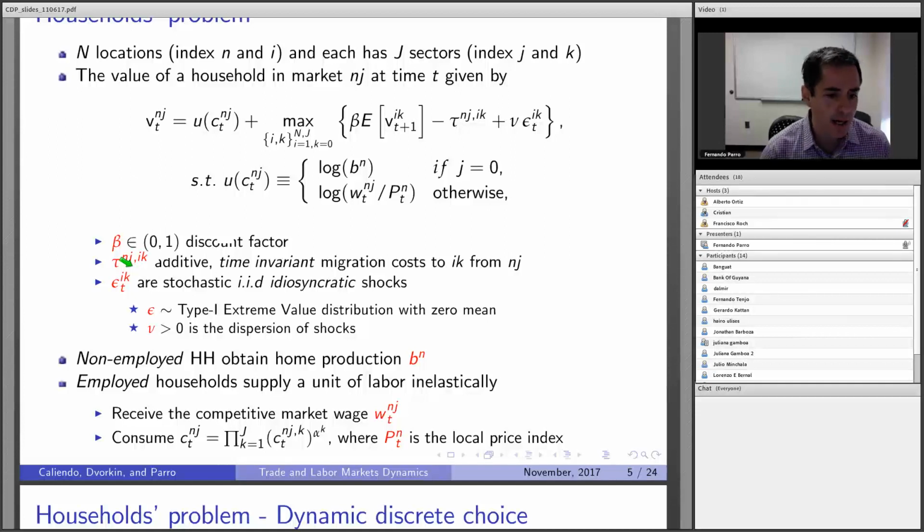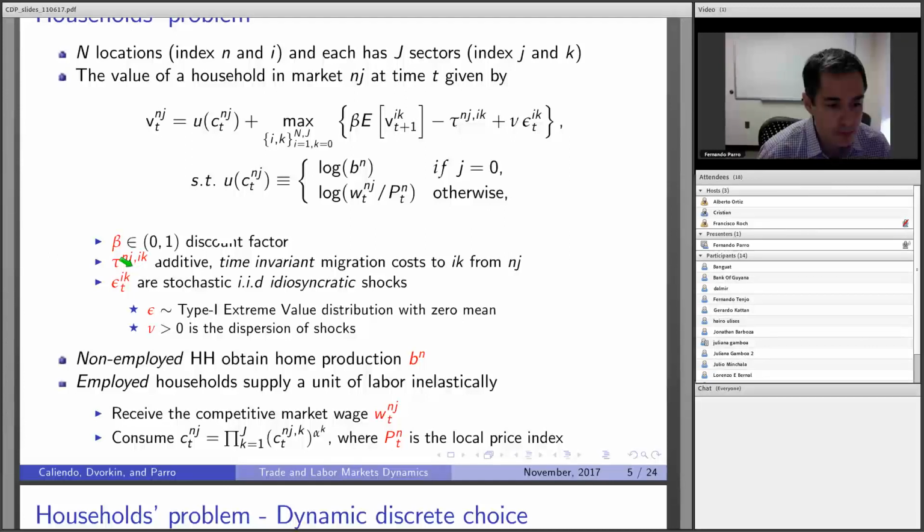Tau NJIK is the migration cost from industry J and location N to industry K and location I. So it's going to depend on the origin labor market and the destination labor market, and it's assumed to be additive and time invariant. And this mobility cost is going to be the same for all workers or all households that are located in the same labor market.